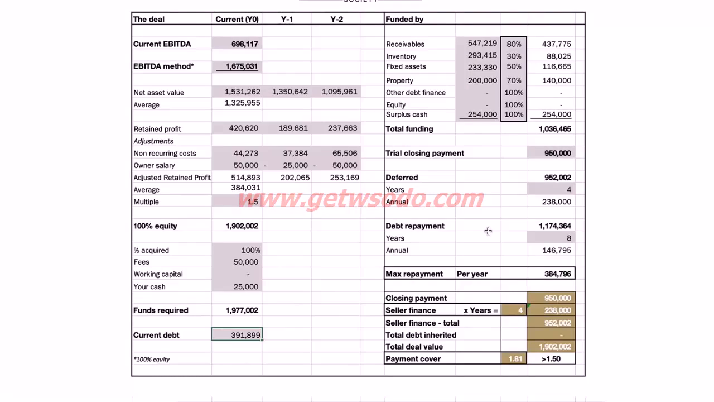Then what we do in this is we put in a trial closing payment. So what I normally try and do, especially my first offer, is I'm looking to split the valuation 50-50. So I'll pay half of it down and I've got a ton of funding available, which I have in this example, and then I'll pay the rest over time through seller financing. So in this example, we're going to be paying $950,000 down and $950,000 more as deferred financing payments.